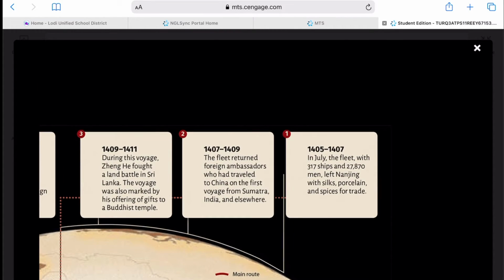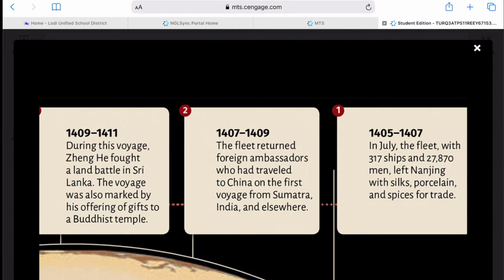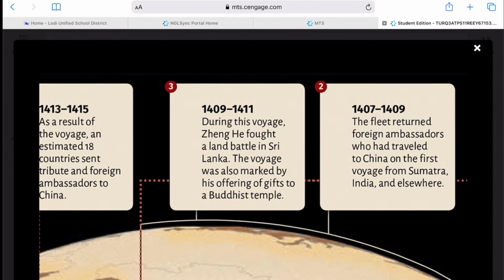Let's take a look at Zheng He's voyages from 1405 to 1433. Between 1405 and 1407, in July, the fleet with 317 ships and 27,870 men left Nanjing with silks, porcelain, and spices for trade. Between 1407 and 1409, the fleet returned foreign ambassadors who had traveled to China on the first voyage from Sumatra, India, and elsewhere. In 1409 to 1411, during this voyage, Zheng He fought a land battle in Sri Lanka. The voyage was also marked by his offering of gifts to a Buddhist temple.